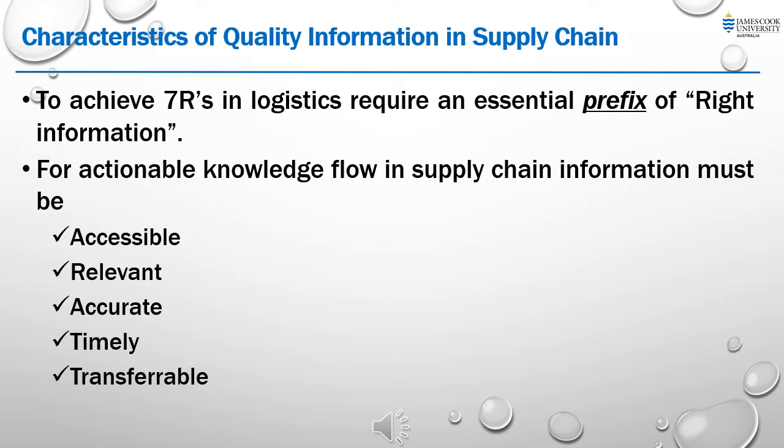So by focusing on all these seven rights in logistics, businesses can ensure that the supply chain operations are optimized to meet customer needs, improve efficiency, and drive growth. For actionable knowledge flow in supply chain, information must be accessible, relevant, accurate, timely, and transferable.